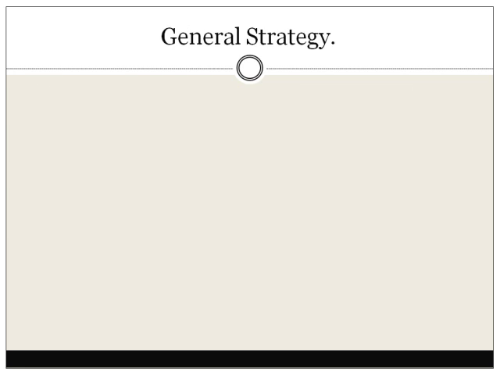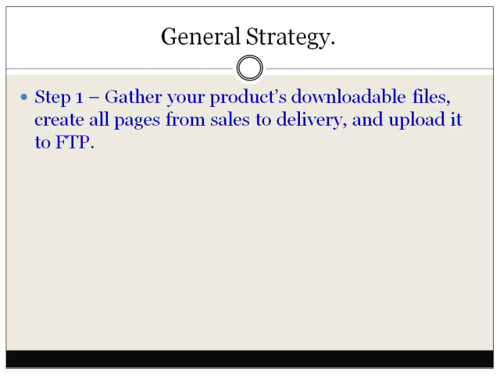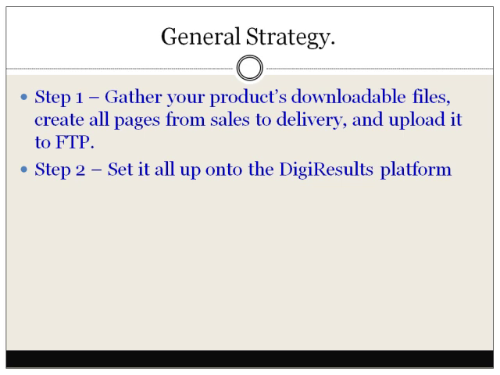So here's the general strategy. Step number one, we're going to gather your product downloadable files. We're going to create all the pages from the sales to delivery to the thank you pages, and then we're going to upload it to FTP to your website. And then of course, step number two, from that point, we're going to set everything up on the DigiResults platform. In step number three, we're going to add an affiliate program, which is part of DigiResults anyways, but you can take it further. I'm going to show you how to take it further. I'm going to show you how to utilize the DigiResults affiliate system.